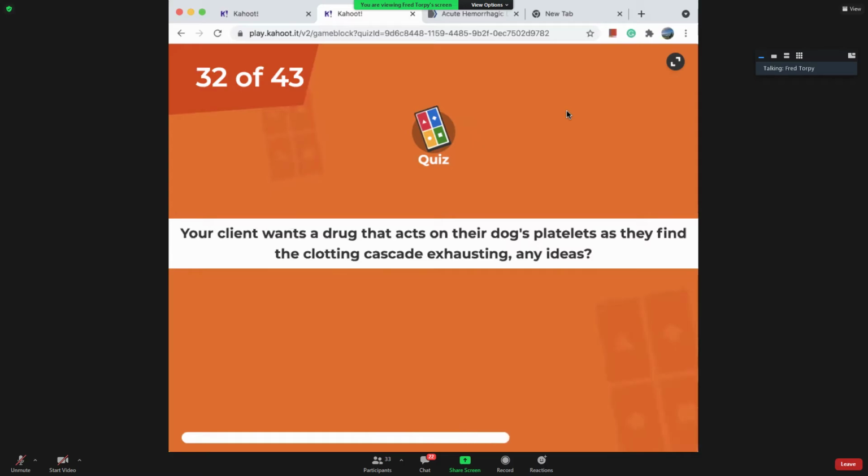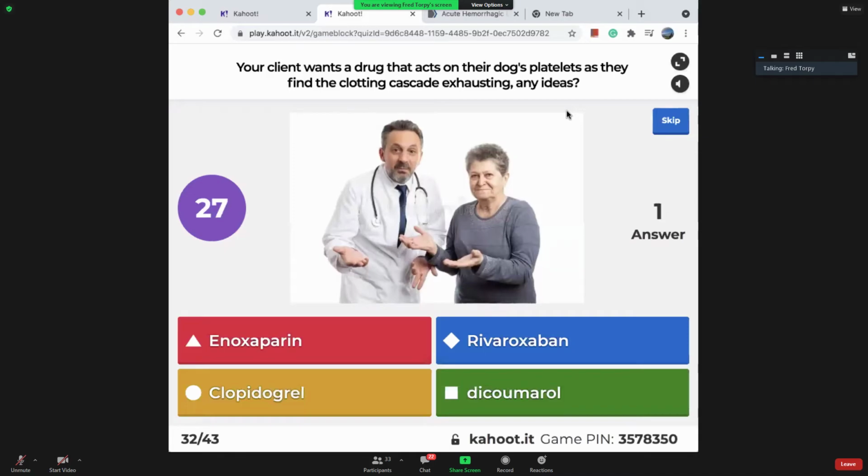Okay, so what's an anticoagulant that's specifically targeting our platelets? Your client's being very picky.